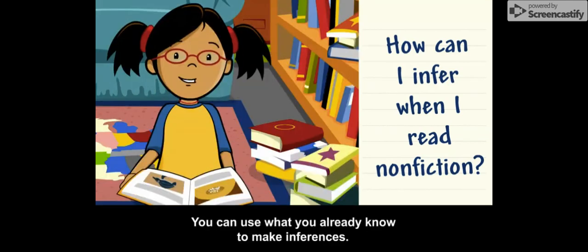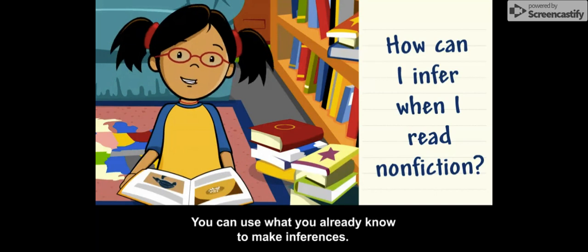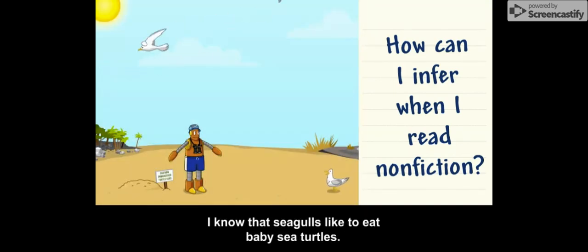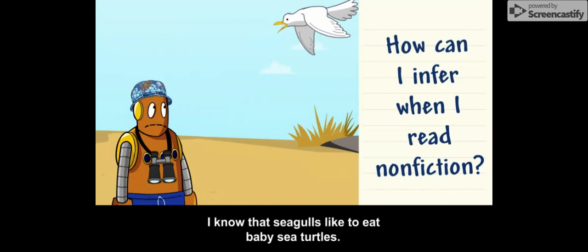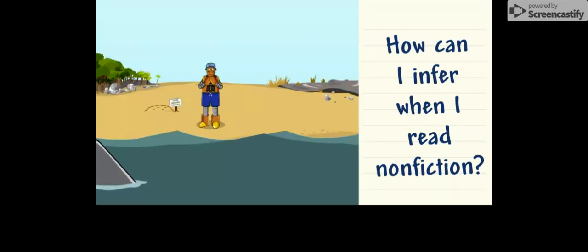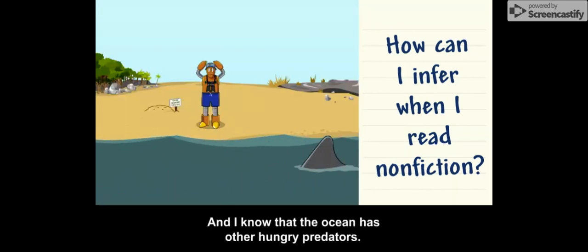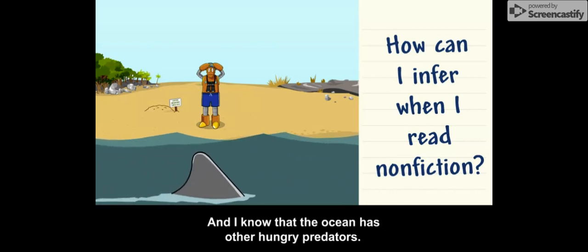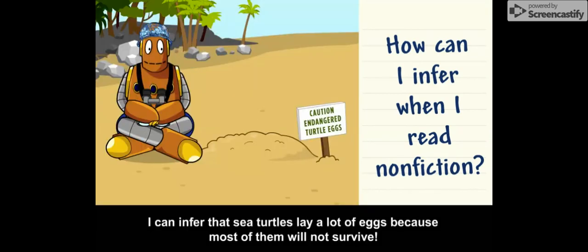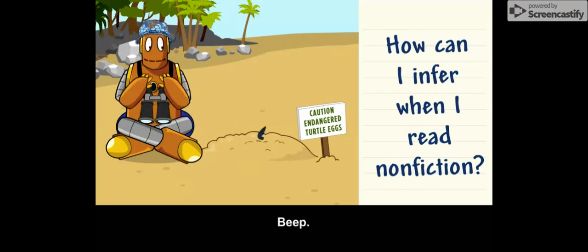You can use what you already know to make inferences. I know that seagulls like to eat baby sea turtles. And I know that the ocean has other hungry predators. I can infer that sea turtles lay a lot of eggs because most of them will not survive.